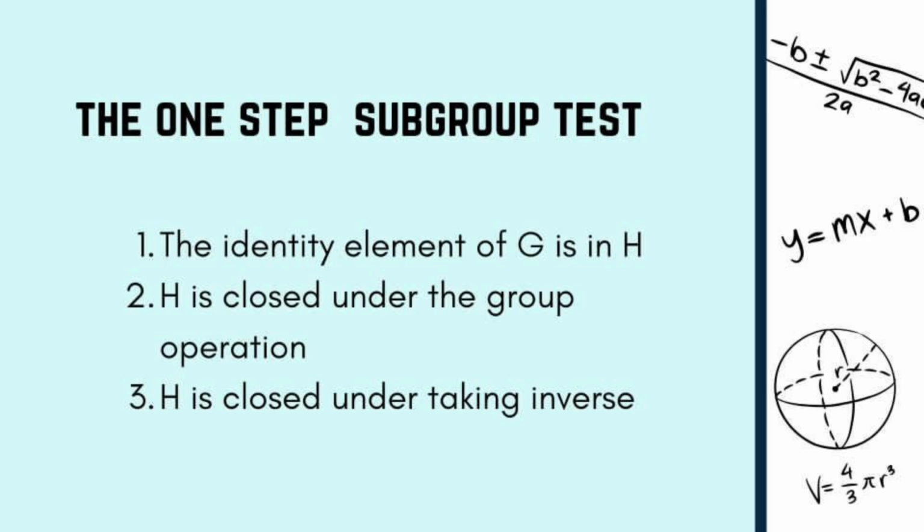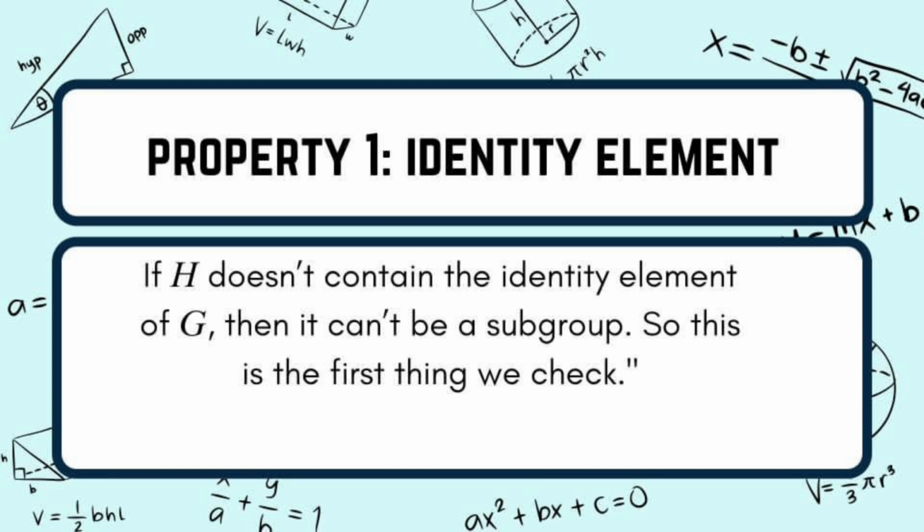Here's the good news. You don't need to check all the properties of a group separately. The one-step subgroup test tells us that to prove a subset H is a subgroup of G, we only need to check three key properties. First, the identity element of G is in H. Second, H is closed under the group operation. Third, H is closed under taking inverses.